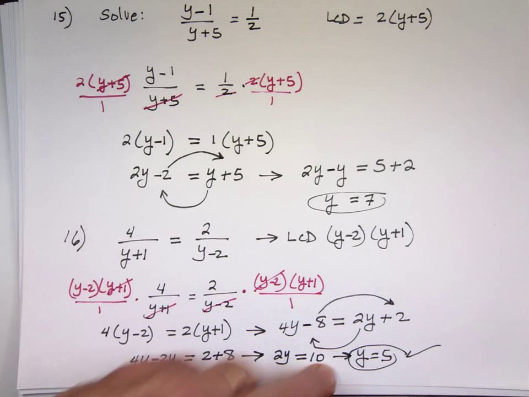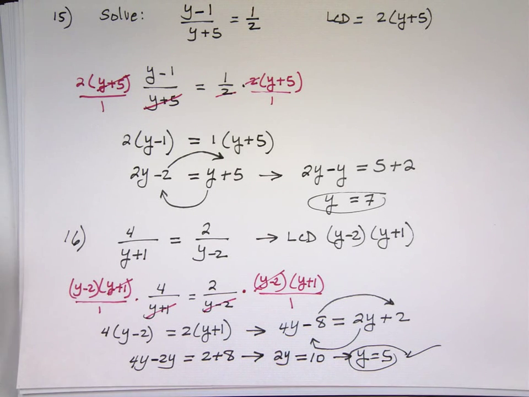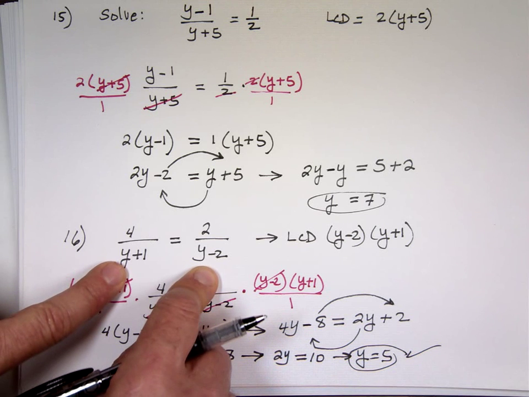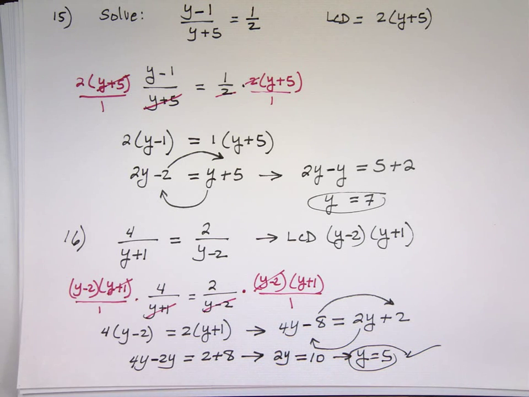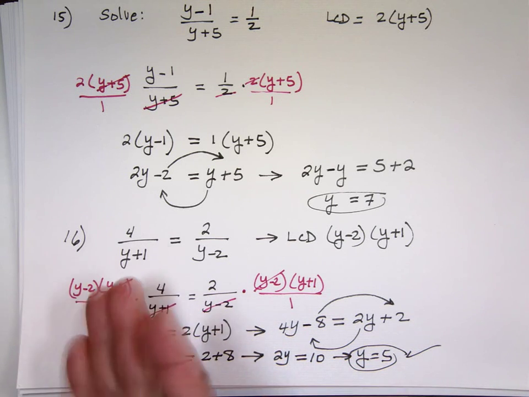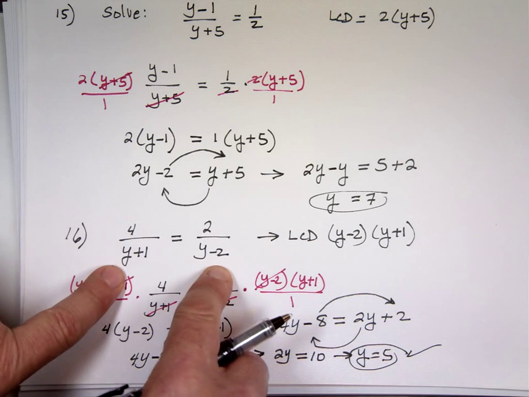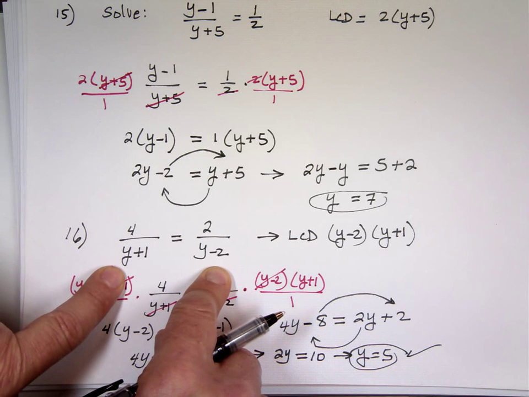The one thing I'm not telling you to do, but I'm doing it in my head: when I get an answer, I check it to make sure it doesn't make the bottom 0. Because if it does, I can't divide by 0. I should test my answer. I should plug it in and see if this side equals that side. But I'm lazy. So the second best thing I can do, if I don't want to do the testing, is make sure that value does not make the bottom 0. If it does, you can't use it.